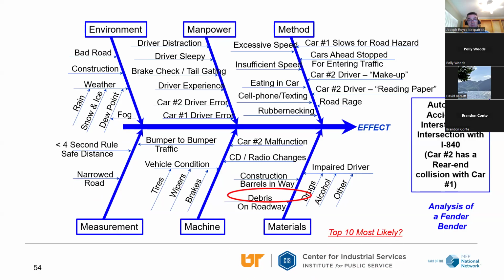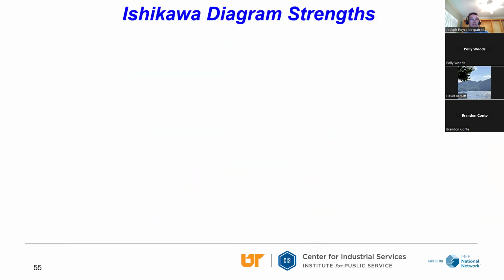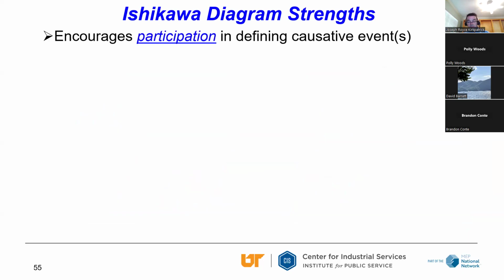But the top 10 most likely is cell phone and texting. That is number one by far. And radio changes, eating in the car, rubbernecking, drugs, alcohol, driver distraction, excessive speed, bad road, and weather. And there's strengths to doing an Ishikawa diagram like that. It encourages participation from the group.